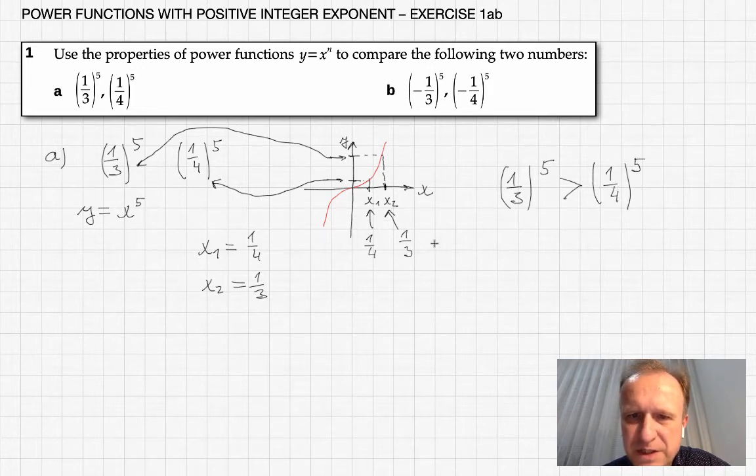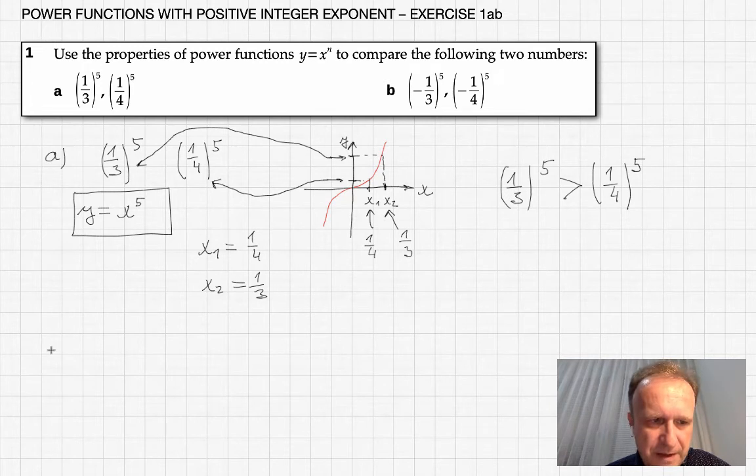Okay, there is no need to use any calculation or calculator to establish this fact. This fact can be established just working with the graph alone and using the knowledge about the properties of power functions like you observed here. In part B, we have a different situation.